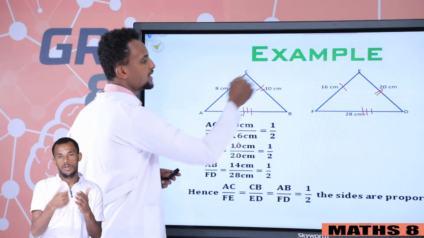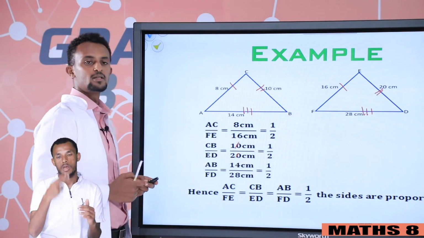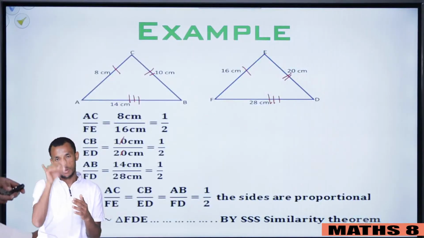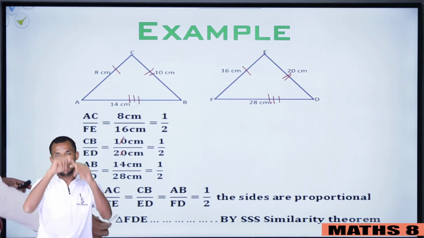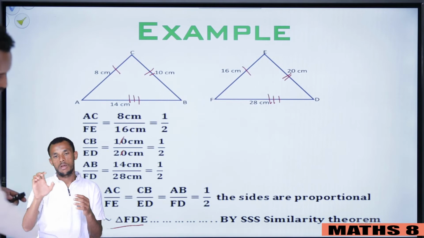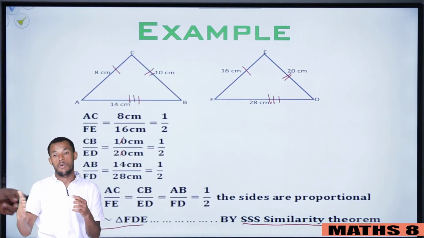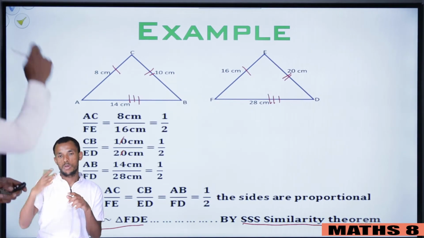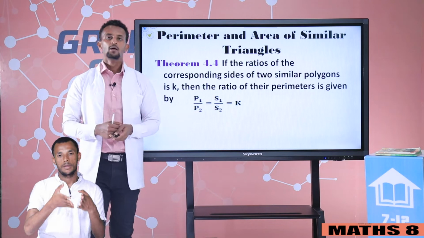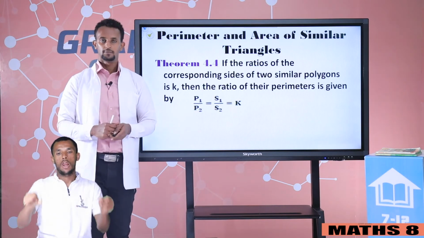Therefore, these three sides are proportional. So, using the side-side-side similarity theorem, we can say triangle ABC is similar to triangle FDE. They are similar by what? By the side-side-side similarity theorem. So, the next concept is perimeter and area of similar triangles.